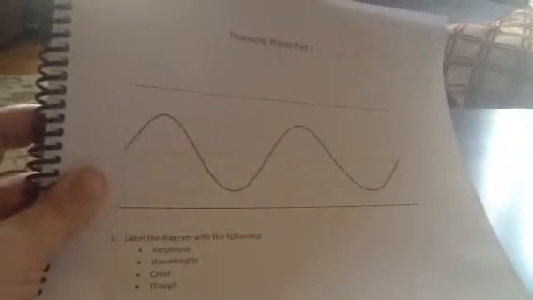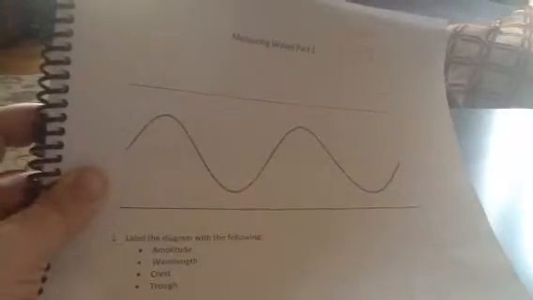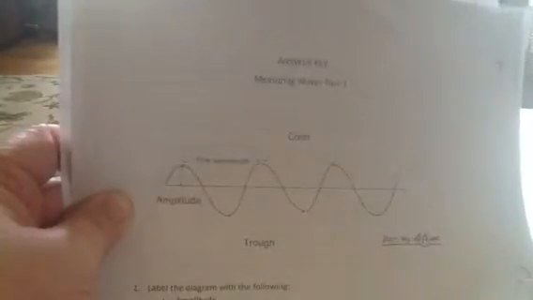But anyway, stop the video and I want you to label, as it says in number 1, amplitude, wavelength, crest, and trough. Pause the video and then check and see if you got it right. At this point, I'm going to assume you've already labeled. Check your drawing to make sure you've labeled the way I have it on the screen.